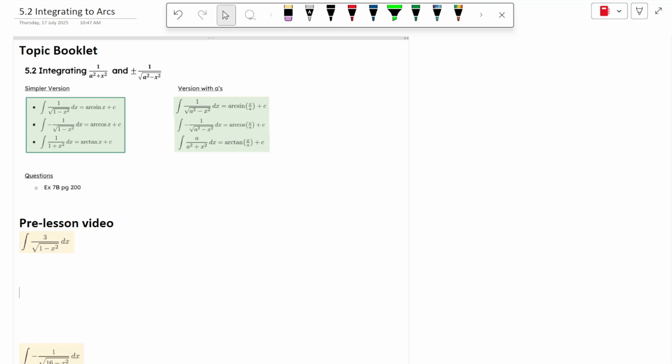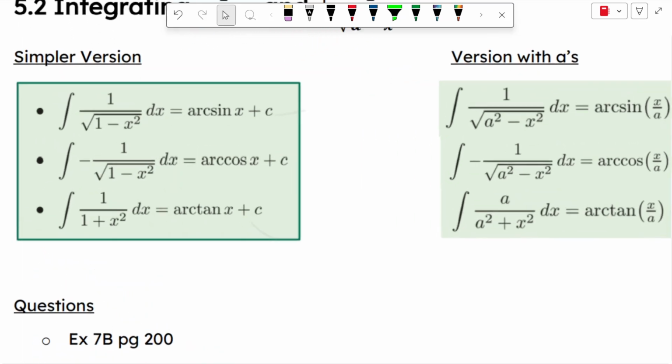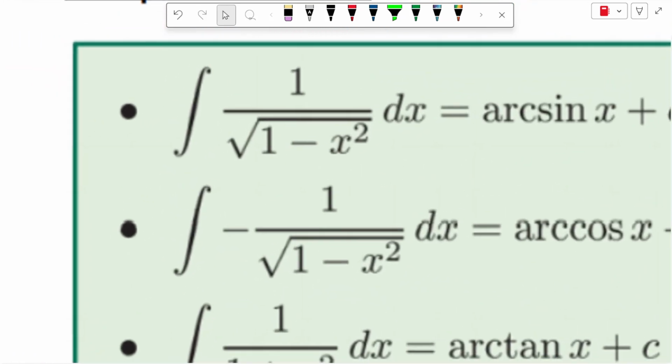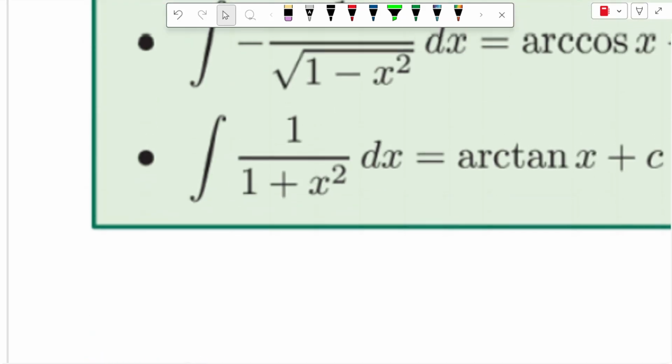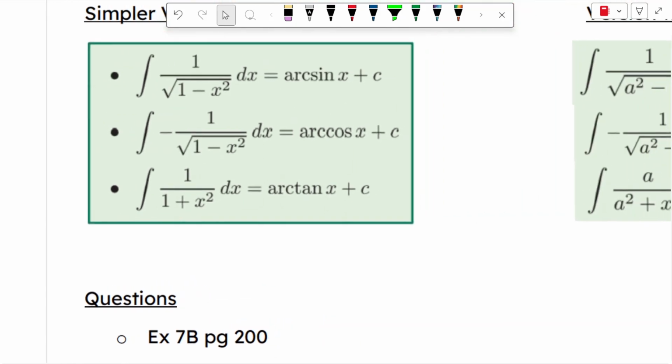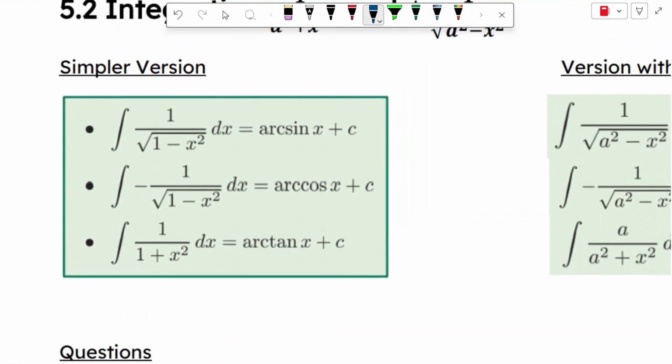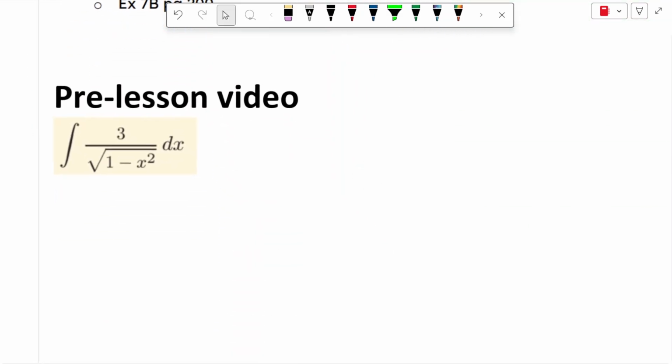So we're integrating to arcs in this video. And what I mean by that is we're doing integrals of things that look like 1 over the square root of something, take x squared, or maybe just 1 over 1 plus x squared. You get these things, arc sine, arc cos, or arc tan. And really importantly, something like arc sine of x, you have actually seen it before. It means sine inverse of x. Those are one and the same. They're just different notation for the same thing.